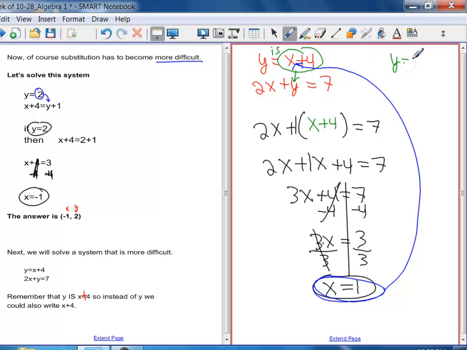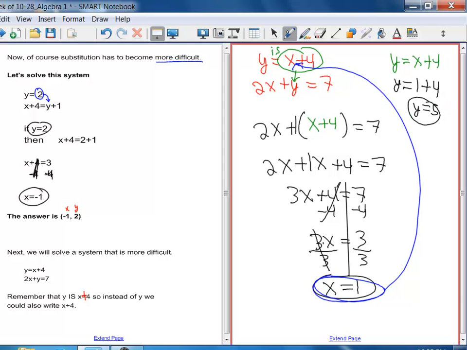Y equals x plus 4, right? But now we're not going to write x, we're going to write 1, because that's what x is. So y equals 1 plus 4, right? Y equals 1 plus 4, so y equals 5.